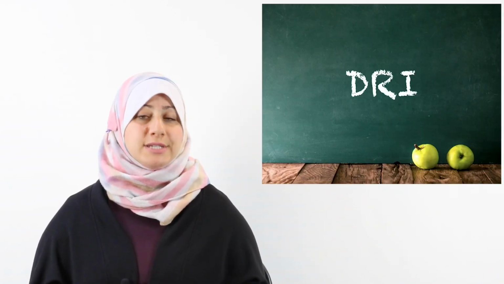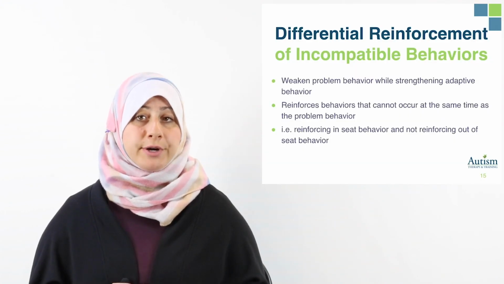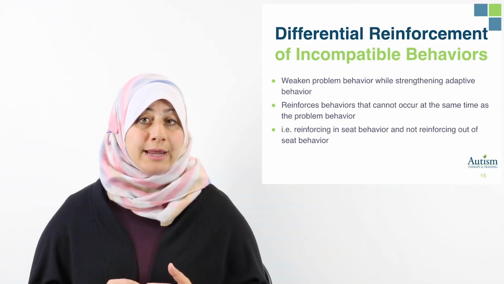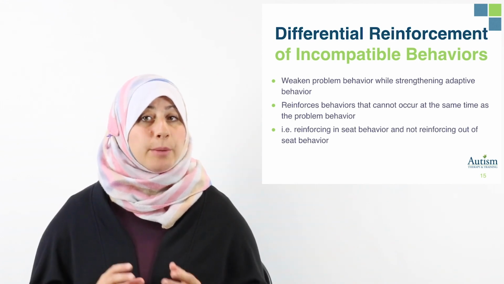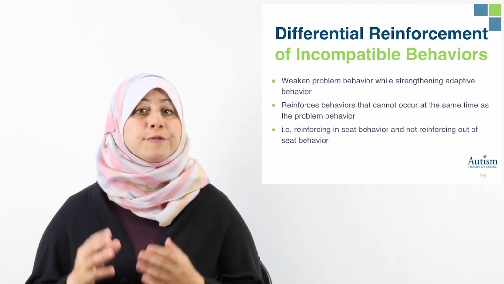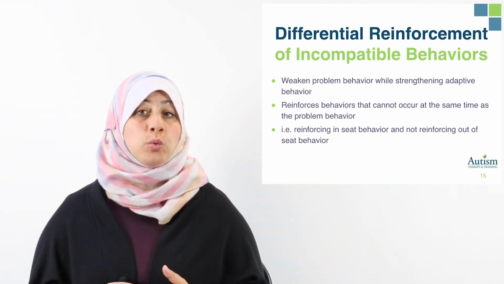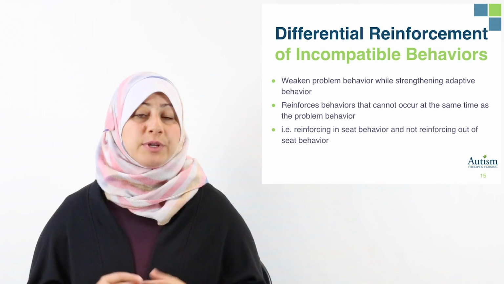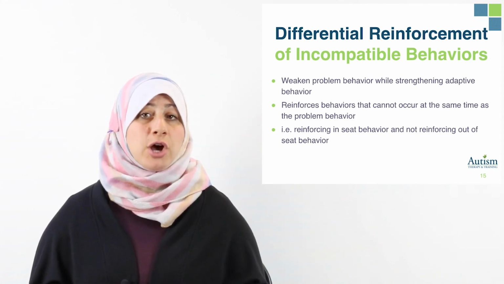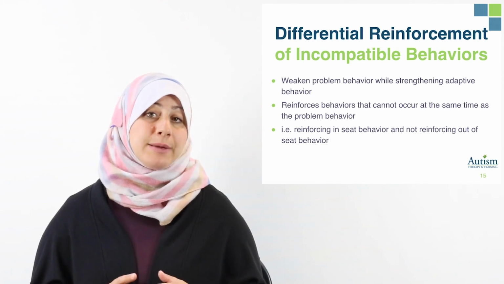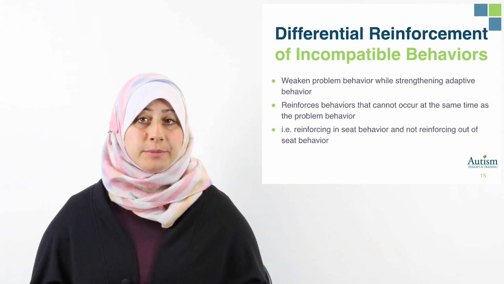Let's start with DRI. Differential reinforcement of incompatible behavior is what the name suggests. You're reinforcing a behavior that is not compatible or that conflicts with another behavior. It weakens the problem behavior while strengthening an adaptive behavior. Here, you're reinforcing a behavior that cannot occur at the same time as the problem behavior, thus making it incompatible.